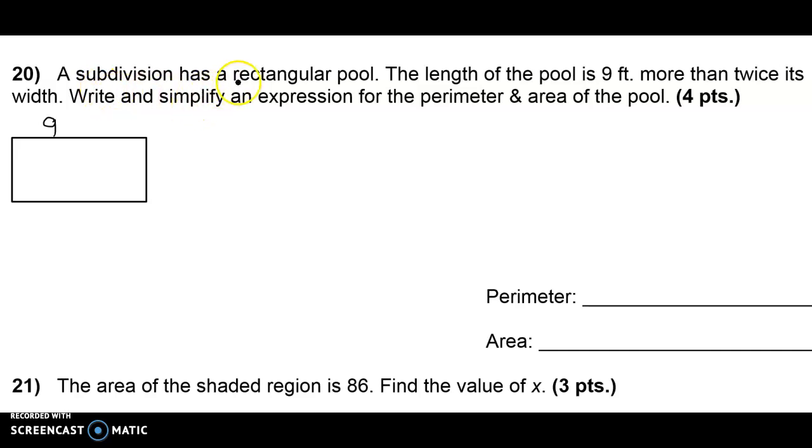So a subdivision has a rectangular pool. The length of the pool is 9 more than twice the width. We've done that stuff before, okay, so you have to look at this and don't just get lost in the words. Write down a mathematical expression for that sentence.